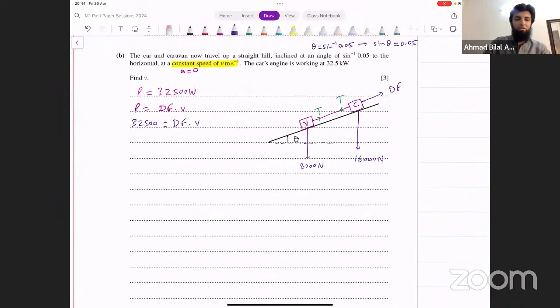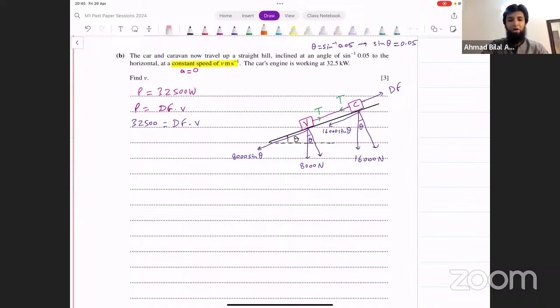What about their components? One component is going to act here, perpendicular to the surface, if this angle is theta. Right? If this angle is theta, this is also theta. And the other components are going to act along the surface in this direction and in this direction. For the caravan, this would be 8,000 into sine of theta. And for the car, it would be 16,000 into sine of theta. These are the weight components acting along the surface like this.